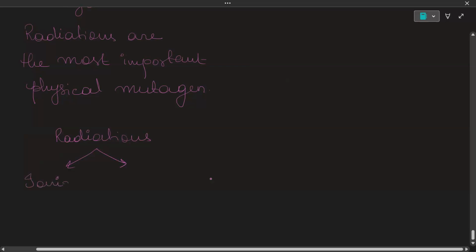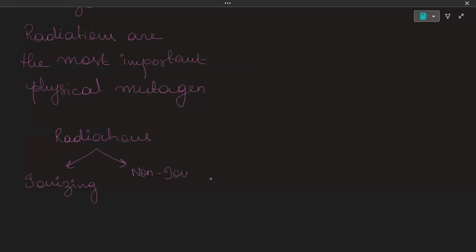So now talking about radiation, the radiations are of two types. The first one is ionizing and then there is non-ionizing. Ma'am, then what is a mutant? A mutant is anything that has had a mutation done in it. Okay.